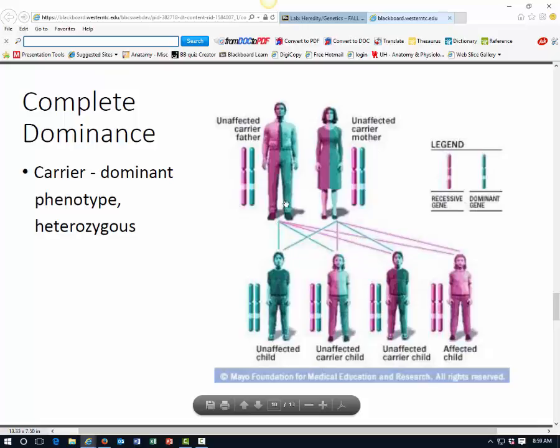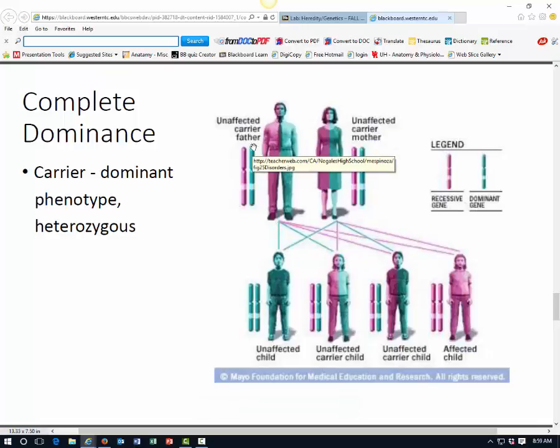So here's an example of, let's say you have a particular disease that is carried. So these parents are each heterozygous.